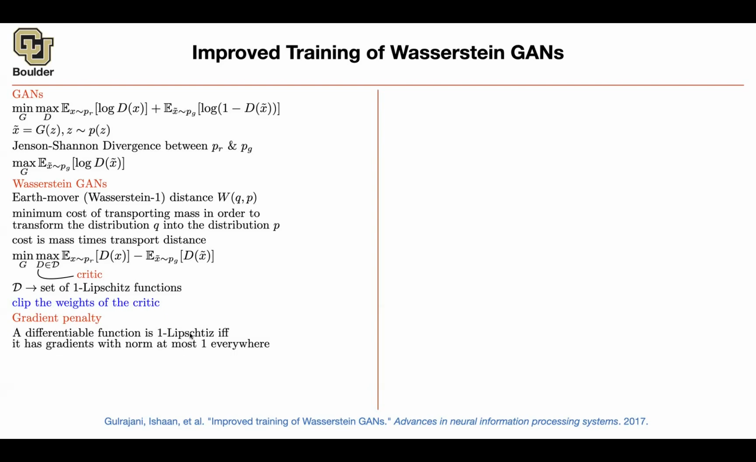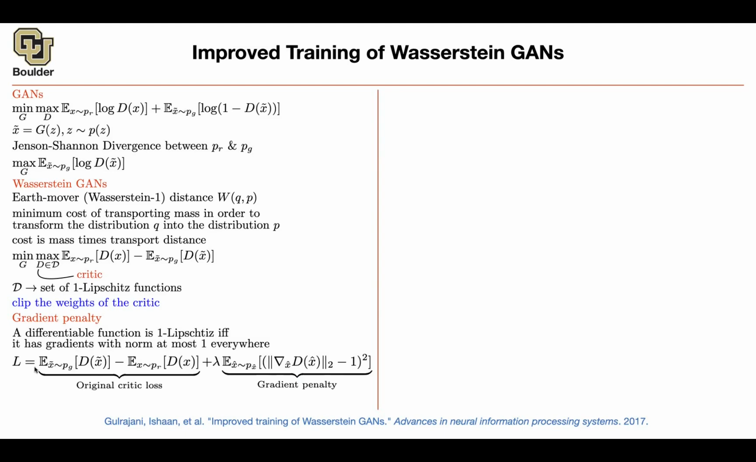So every single word in this sentence is crucial. First, it needs to be differentiable because you need the gradients. Then you need to compute the norm. And the norm has to be at most 1 everywhere. So you can start with the original critic loss. So that's our original critic loss. It's going to give you D(x tilde) for the generator, D(x) for the real data.